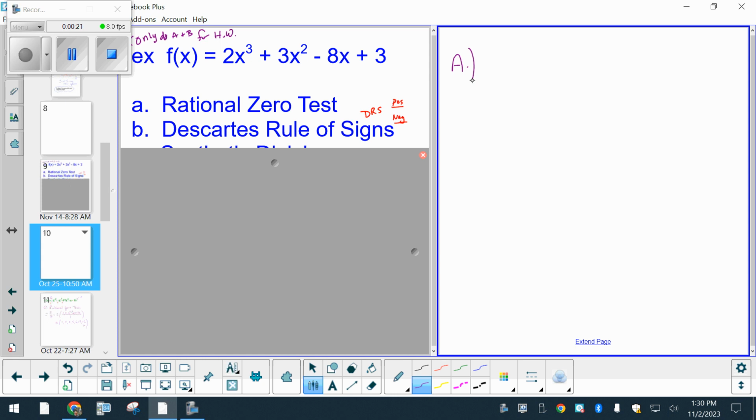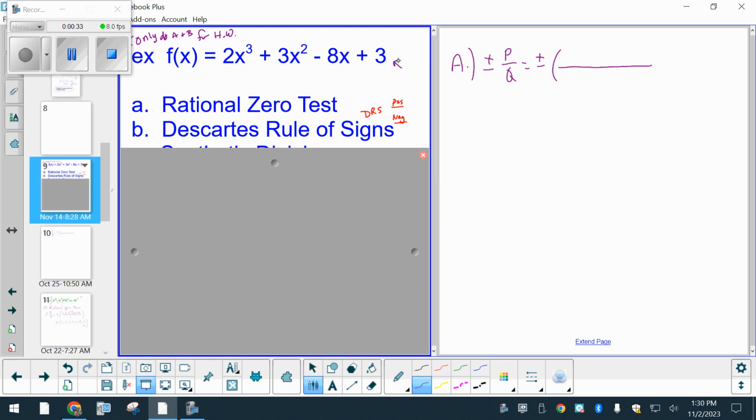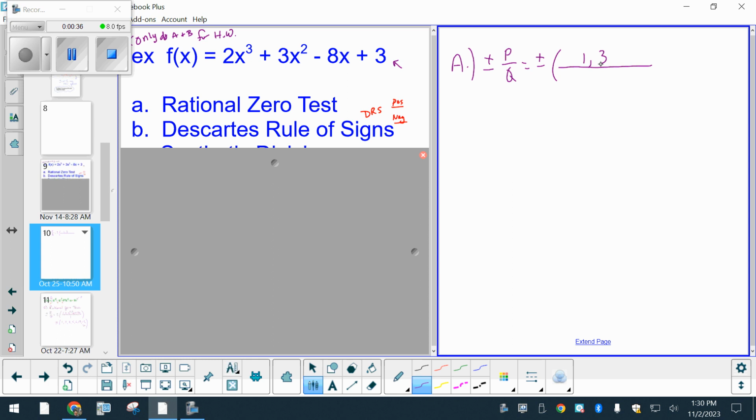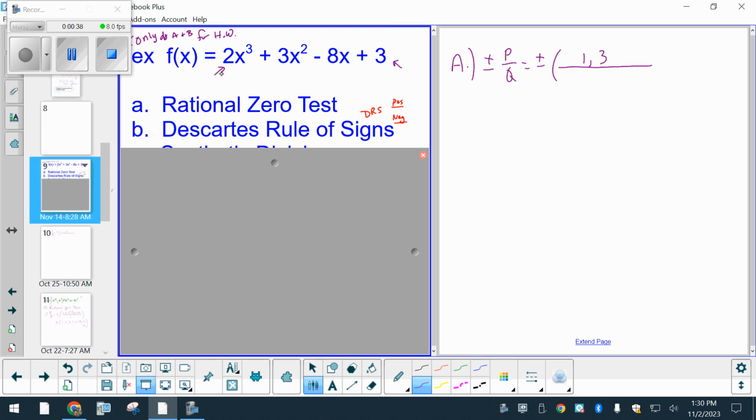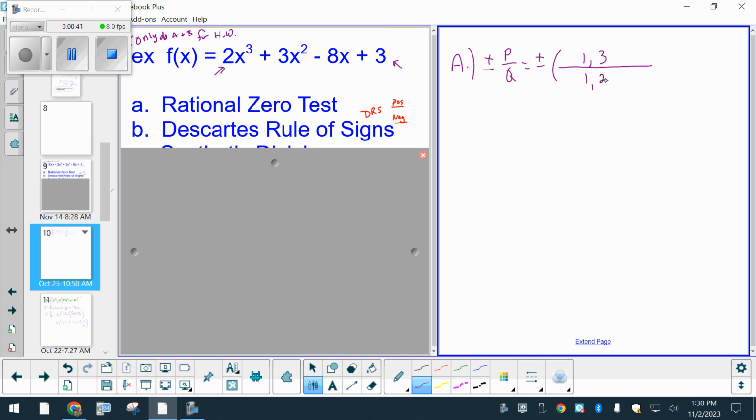So for the rational zero test, we take the P over the Q, all the factors of the last number, which is 3. So it'll be 1, 3, and then the factors of your leading coefficient, which is 2. Then you want to expand all of them out, and we should get plus or minus 1, 1/2, 3, and 3/2. Okay, so check that out. That's your rational zero test.